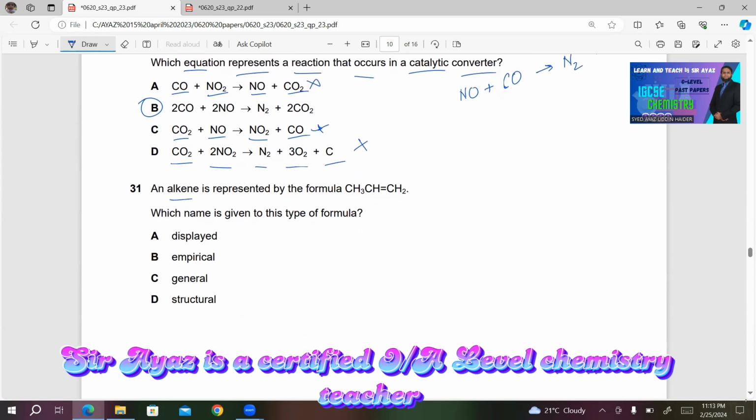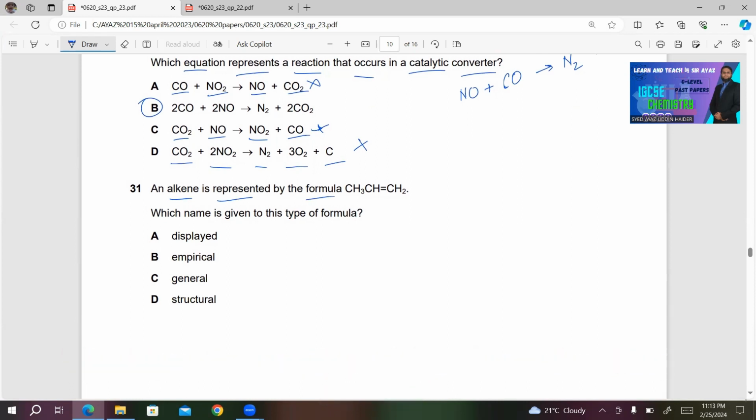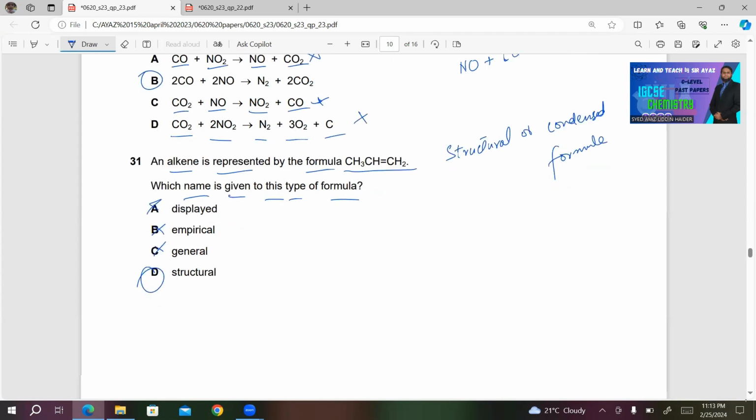Number 31, an alkene is represented by the formula CH3CH double bond CH2. Which name is given to this type of formula? This is very easy. It's known as structural or condensed formula. So choice D must be the right answer in this case. Other choices are incorrect.